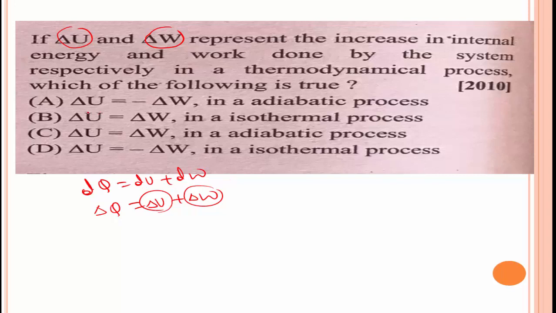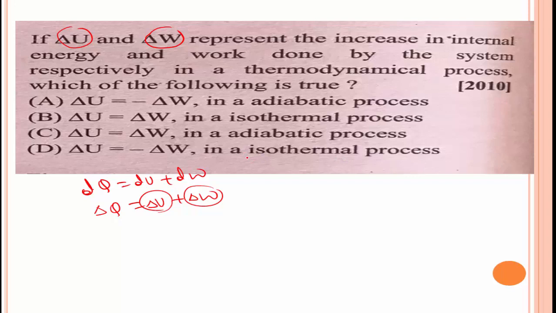Here, option A is delta U is equal to minus delta W in an adiabatic process. Option B is delta U is equal to delta W in an isothermal process. Option C is delta U is equal to delta W in an adiabatic process. Option D is delta U is equal to minus delta W in an isothermal process.